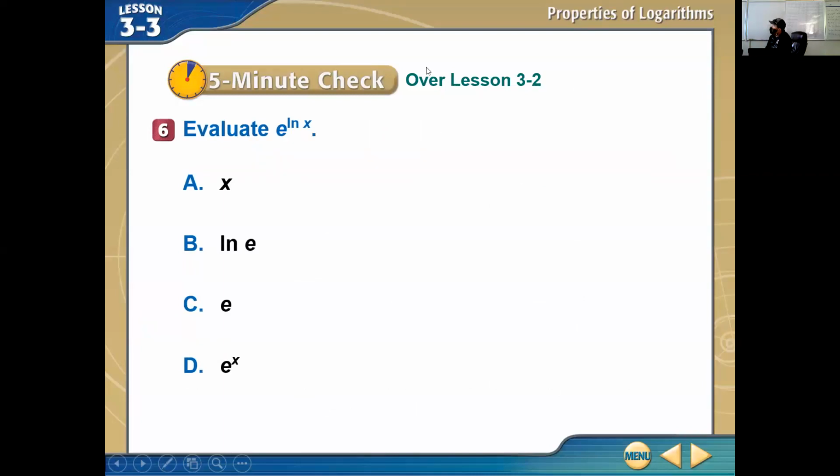Oh, here's another one. Thought we were done with it, but I guess we weren't. Evaluate e to the natural log of x. Once again, this falls along with our power property, where if we have b to the log base b of x, the answer is x. So in this case, our answer should be x because our natural base of e is the base that we're using for natural logs.